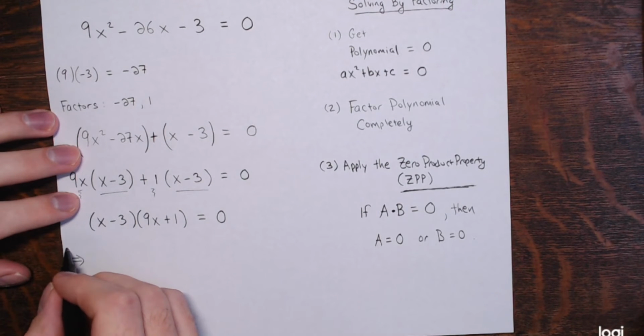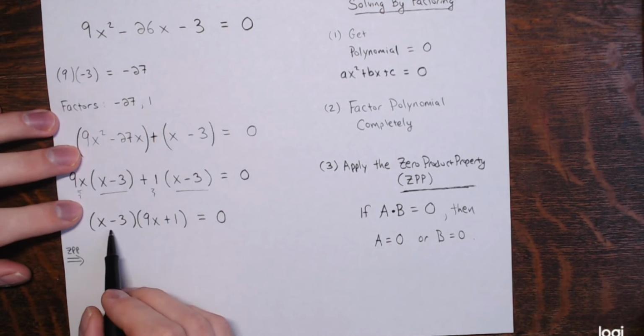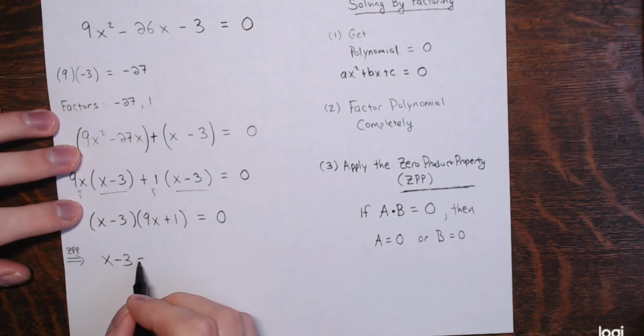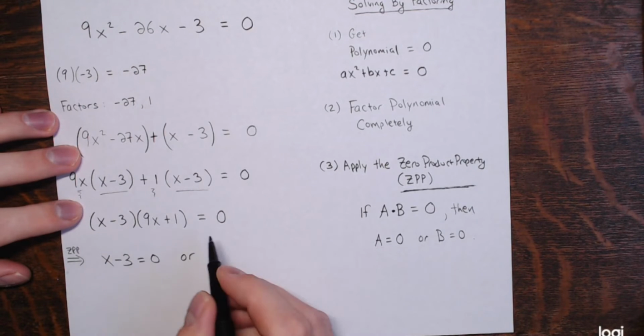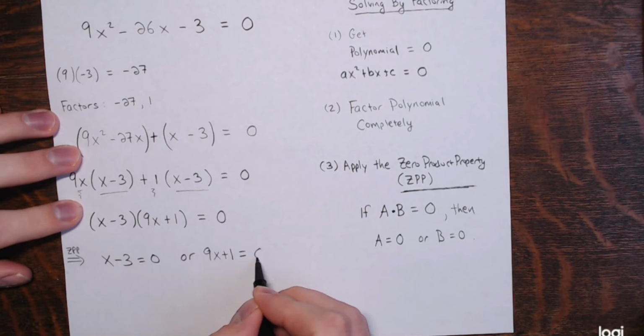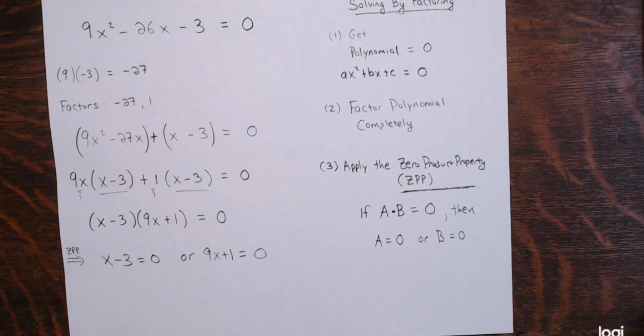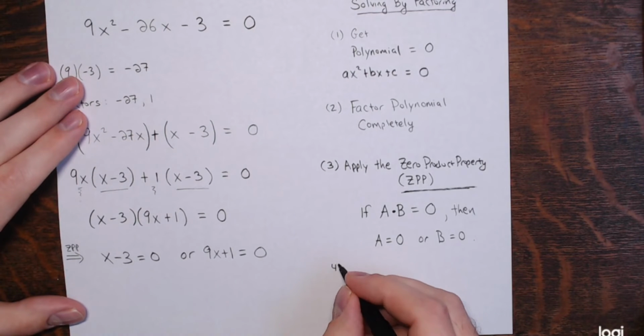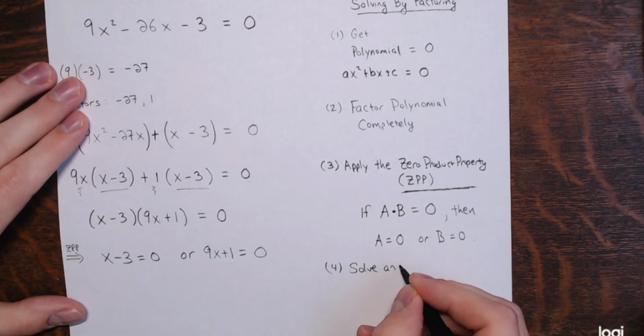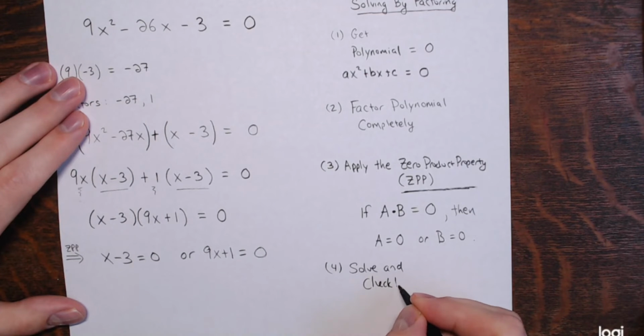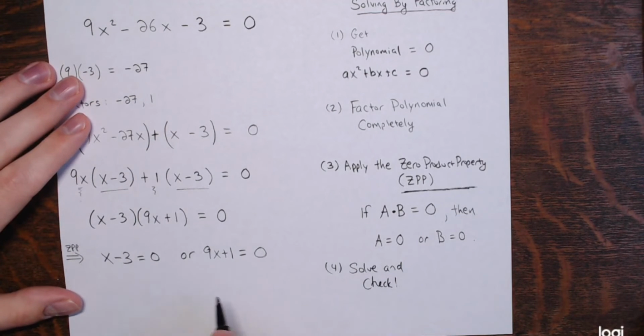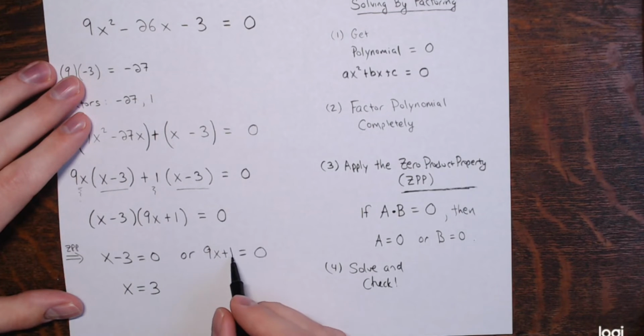So by the zero product property, either this first factor is 0 or this second factor is 0. So you take your original equation and break it up into a couple of smaller equations. Linear equations, much easier to solve. Then I say solve and check, as you should with any solutions to an equation. So x minus 3 equals 0, I would add 3. And 9x plus 1 equals 0, I would subtract 1, then divide by 9.